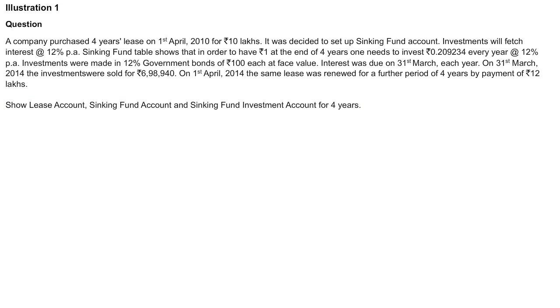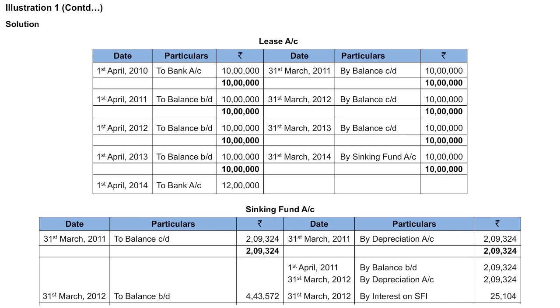So that is 10-11, 11-12, 12-13 and 13-14. So for the year ending 31st March 2014, till that we have to show the amounts. So this is a sinking fund method of depreciation. Now when the lease is purchased on 1st April 2010 for 10 lakhs, obviously the entry will be lease account debit to bank rupees 10 lakh.